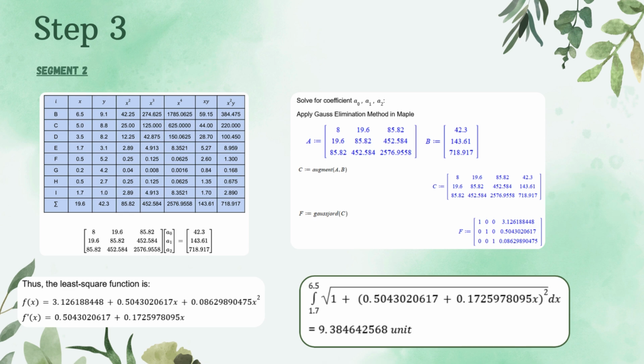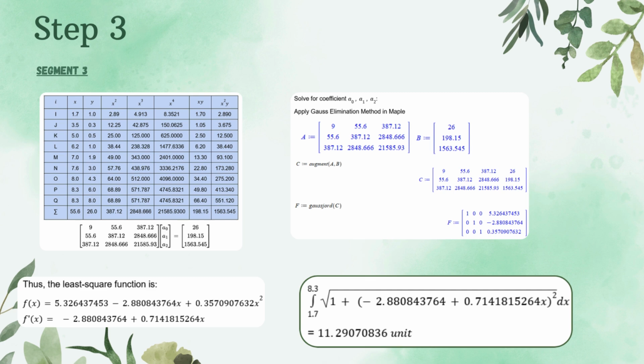For segment 2, we took points from B to I, and then we find all the summations for x, y, x squared, x cubed, x to the power of 4, xy, and x squared y. And then we put all the summations into the least squares formula, find the coefficients using the cross elimination method, and then we put the solution in the least squares function and differentiate it, and then we use arc length to find the length for all those points.